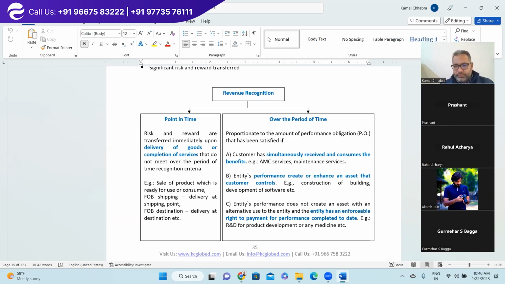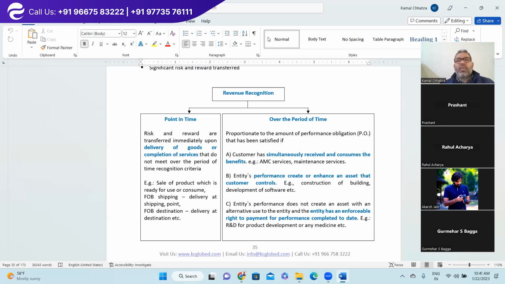But then Apollo will pay for that ambulance at once, you know. Yes. But even then, we'll recognize over a period of time. No, we'll come to that. If, for example, let's say Apollo has given you an order to make, let's say, 50 ambulances dedicated and specifically for them, right.